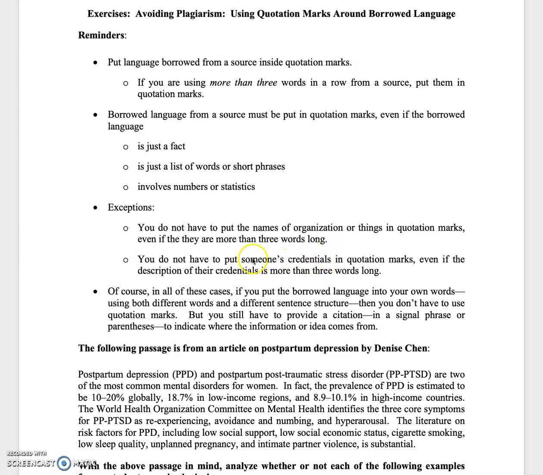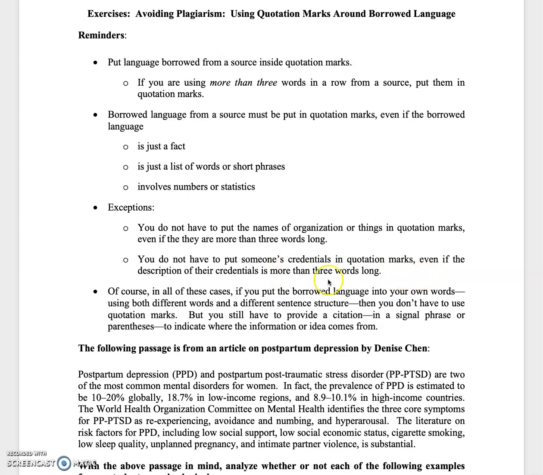Same thing for an expert's credentials. Sometimes an expert's credentials will be quite long. For example, a director of the World Health Organization on health and wellness, some big long title. But people will understand that's not something just from a particular source. That's the way the person's credentials would be described in any case. But other than those two, if you're using borrowed language, exact language from a source, it needs to be in quotation marks or else it's going to turn up on Turnitin.